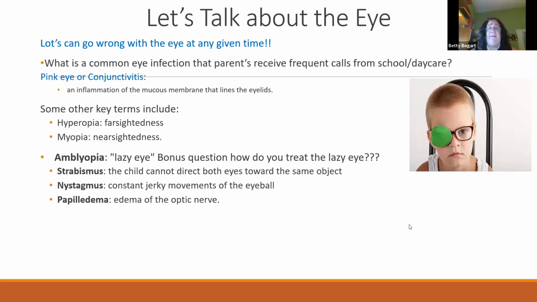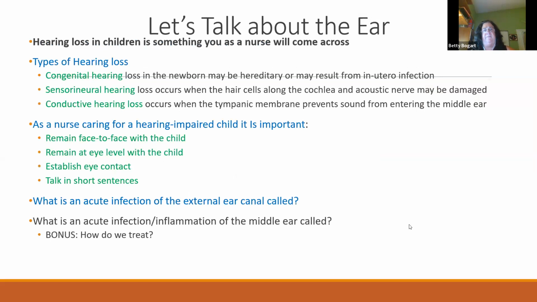Now, nystagmus is the wiggling eyes. You'll see them wiggle back and forth. Again, this is the muscles going on. And then papilledema is the swelling of the optic nerve, which is going to cause some vision issues.